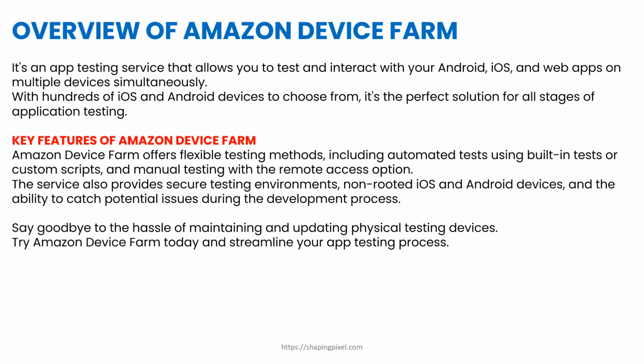Let's dive into an overview of Amazon Device Farm. It's an app testing service that allows you to test and interact with your Android, iOS, and web apps on multiple devices simultaneously. With hundreds of iOS and Android devices to choose from, it is the perfect solution for all stages of application testing. Amazon Device Farm offers flexible testing methods, including automated tests using built-in tests or custom scripts and manual testing with the remote access option.